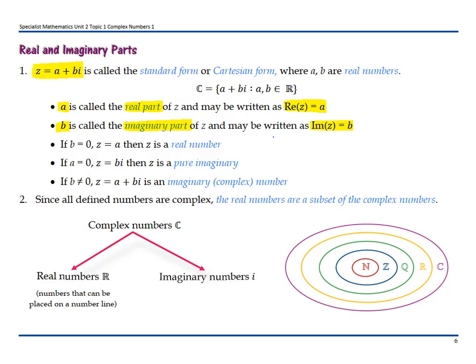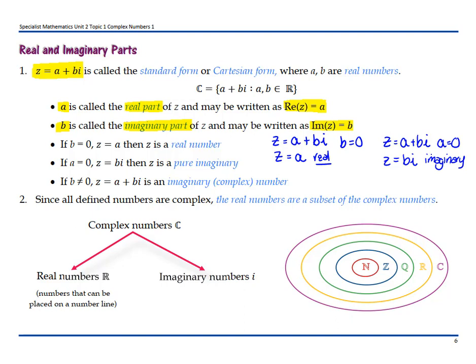So what I'm trying to say here, you've got Z equals A plus BI. If B equals 0, then Z is equal to A, and that's real. Okay, if A equals 0, then Z would equal BI. So Z equals A plus BI, A equals 0, so we're left with Z equals BI. That's purely imaginary. We have no real part to it. Now, if B can't equal 0, Z equals A plus BI is an imaginary complex number.